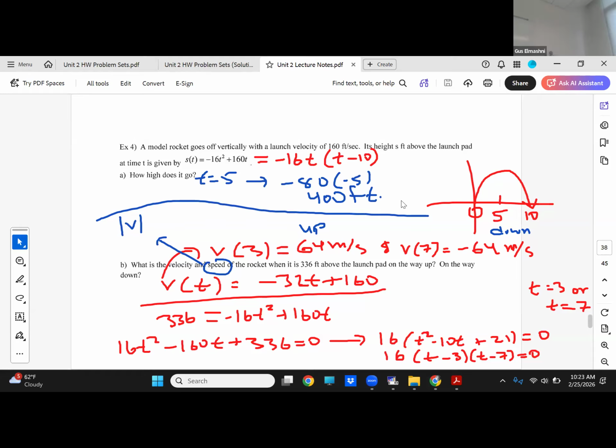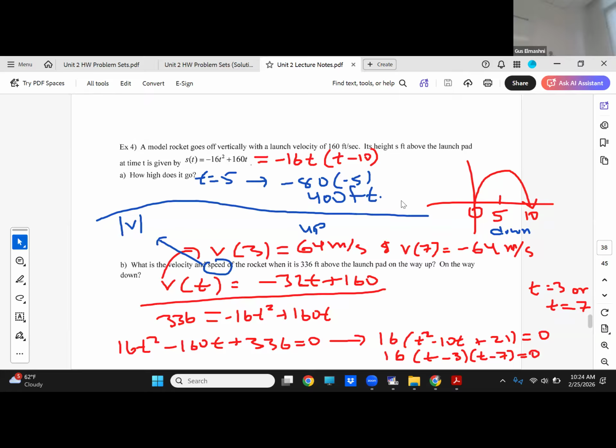Then for part B, I have a velocity function, but before I do that, I have to find the times when height is at 336, which is somewhere in the middle here. So at 3 seconds, we're on our way up. What's the slope here at 3 seconds? Positive. What's the slope at 7? Negative, right? So it's on its way down. But speed's always absolute velocity, just so you know.